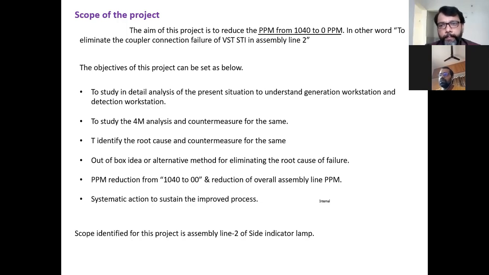The objective of this scope is to study the complete present situation and generation of this problem, and to study the 4M analysis to countermeasure the problem, to identify the root cause to counter the same problem, and to brainstorm the alternate method to eliminate this root cause, and the ppm reduction from 1040 to 0. That is the main target of this project, and systematic action to sustain the recommended actions here.